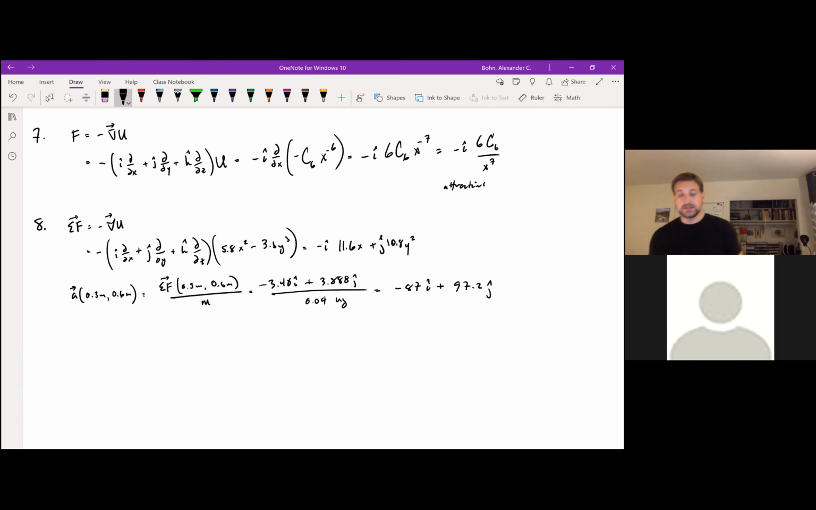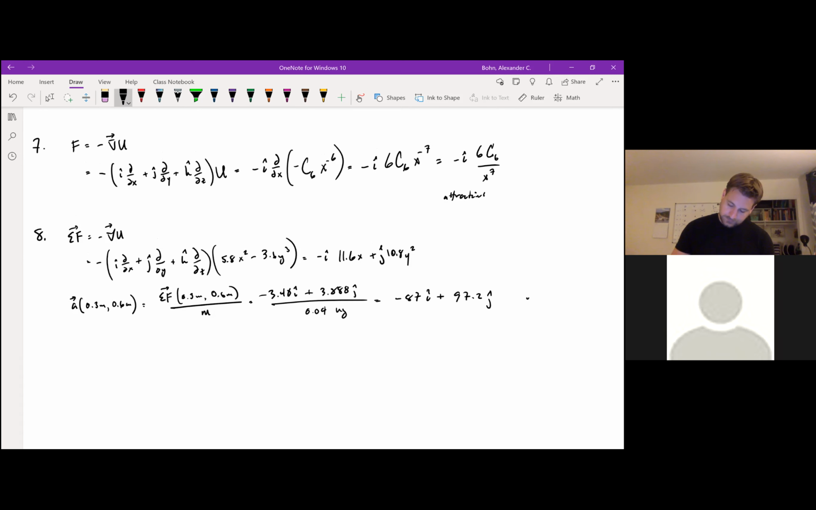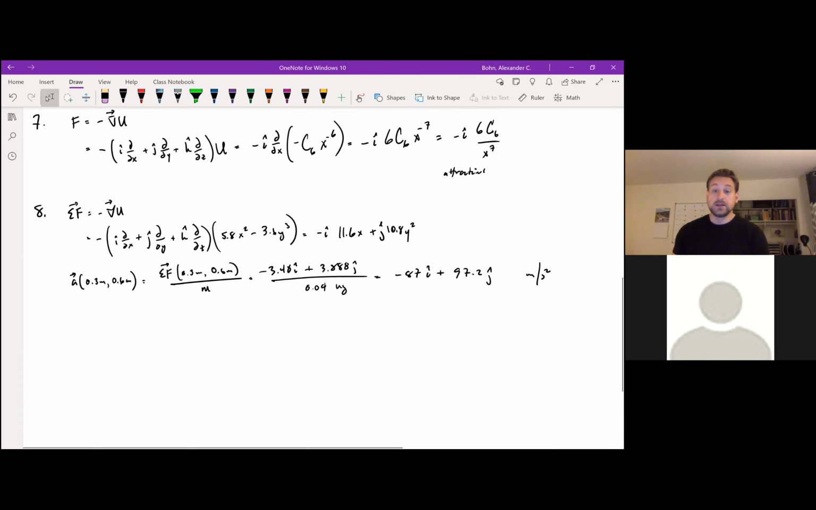87 and 97.2 meters per second squared, because we started with base metric units to begin with. The magnitude and direction, okay. Magnitude is the square root of the sum of the squares: 130.4 meters per second squared.